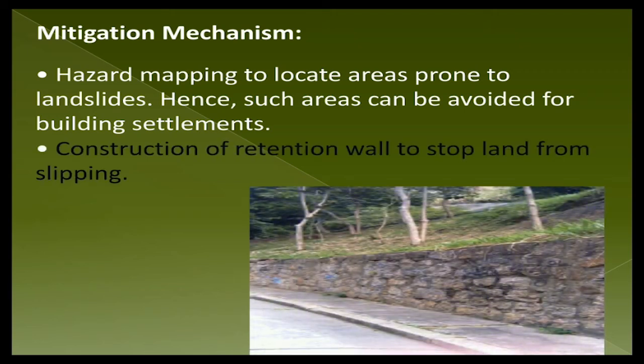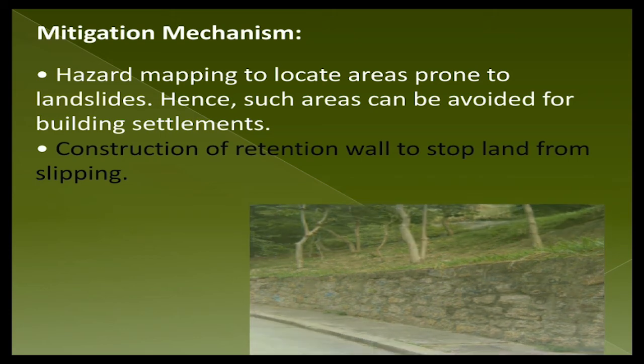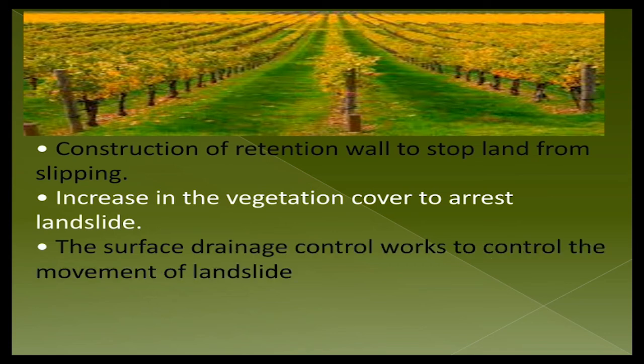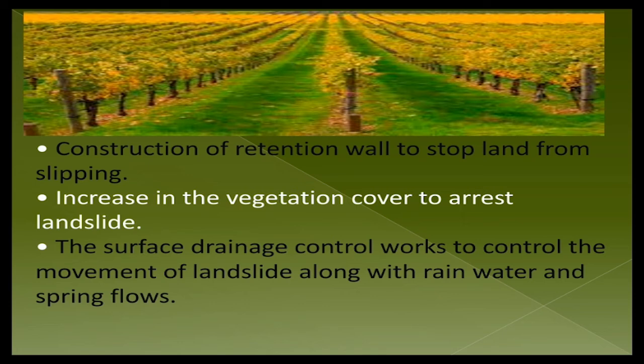Construction of retention walls to stop the land from slipping can be taken up. Apart from that, we can also increase the vegetation cover so that landslides can be arrested. Surface drainage control works can be used to control the movement of landslides along with the rainwater and spring flows.